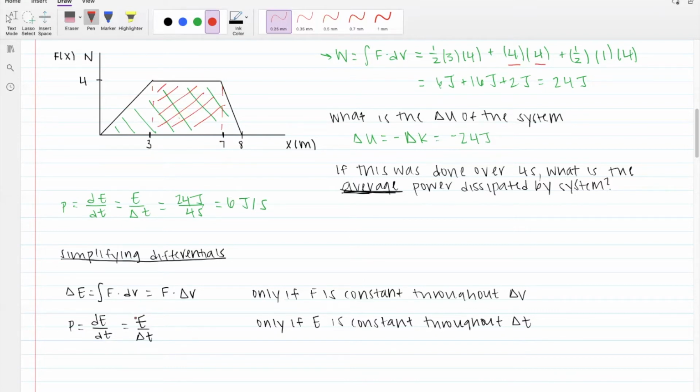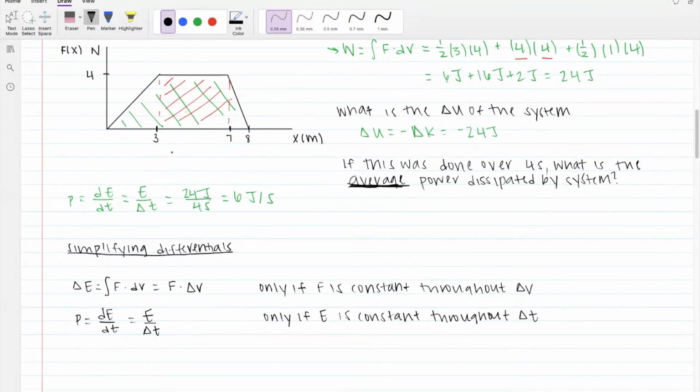Now let's look at this. We asked for the average power dissipated by the system. However, by looking at this, I can't just determine if energy is constant throughout time, but this is asking for average power, and hence we can consider that as an exception to this rule. If you see the word average, the first thing that should come to mind is simplifying your differentials to look like this. And this goes for any other equations that we simplified in the previous units.